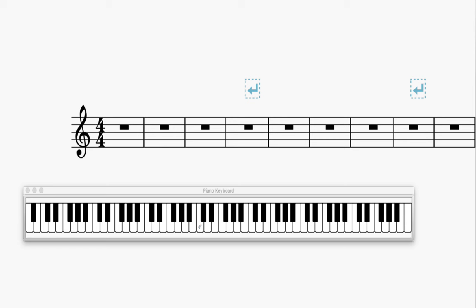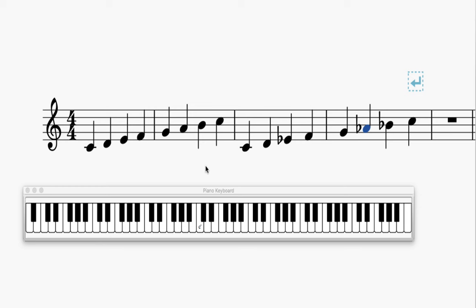In other words, let's make a C major scale. Okay, now let's make a C minor scale. So I left off a flat. Okay, so now I have a C major scale and a C minor scale. These are parallel scales. So the parallel minor scale to C major is C minor, right?